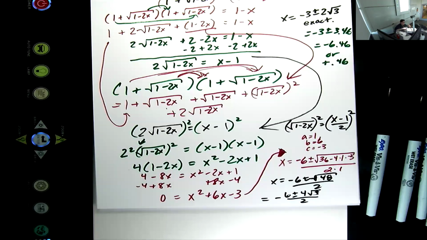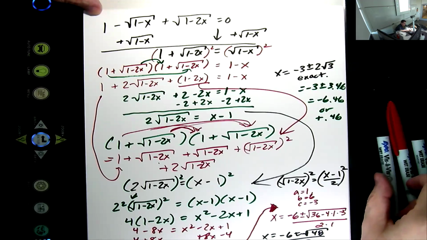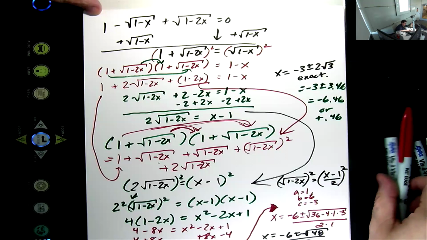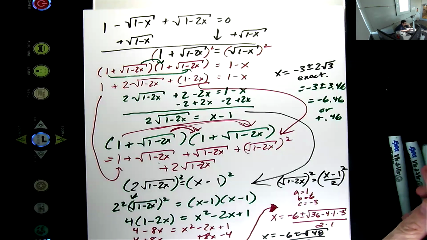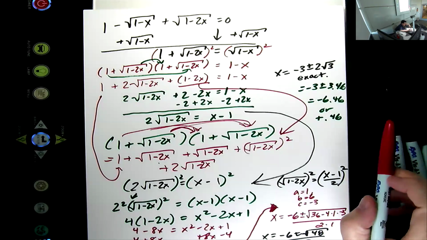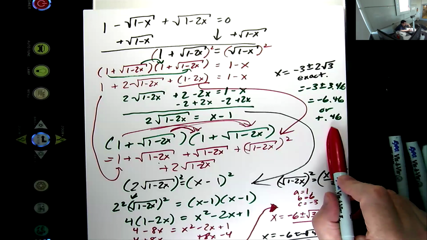All right, so we're gonna come back up here to our original equation. Which one of these answers doesn't work? Or if none of them work, none of them. Or if they both work, they both work. Can I eliminate negative 6.46 or positive 0.46?